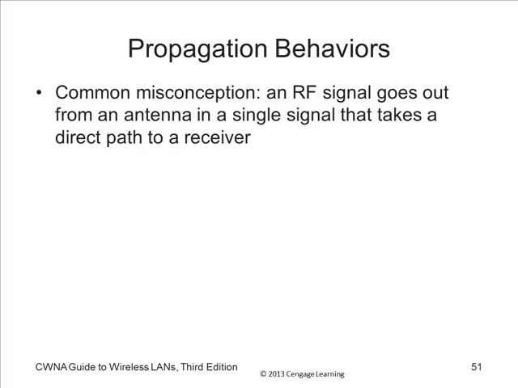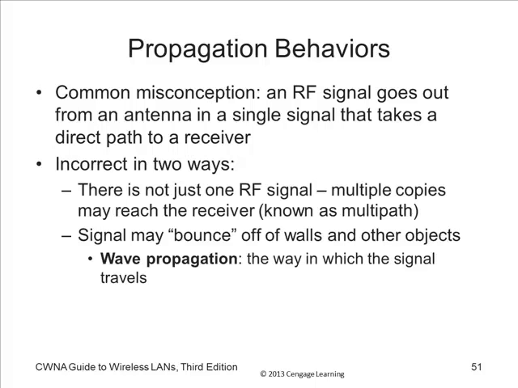And this is one of the common misconceptions. The RF signal goes out from the antenna in a single signal that takes a direct path to the receiver. That doesn't happen. We've talked about multipath. How does it get there? It bounces around. Different things are going to absorb it different ways. Even from the one in the back of the room up here, there's different materials that it's going to go through, or from this antenna back there. We've got the monitors, we've got the chairs, we've got the walls that can bounce off of. We've got people that can absorb some of the signal. All of those things are going to affect what actually gets there.